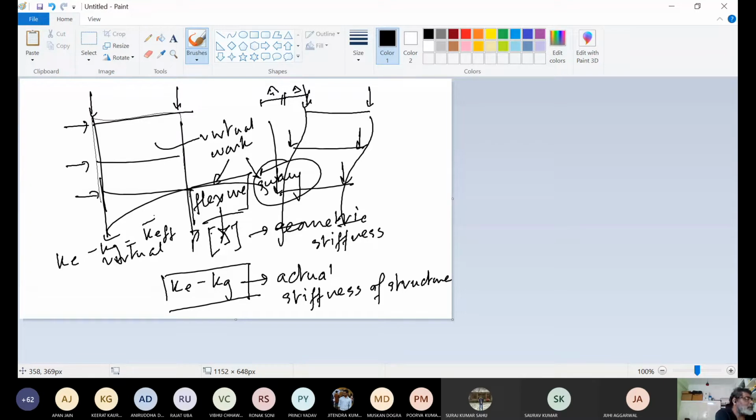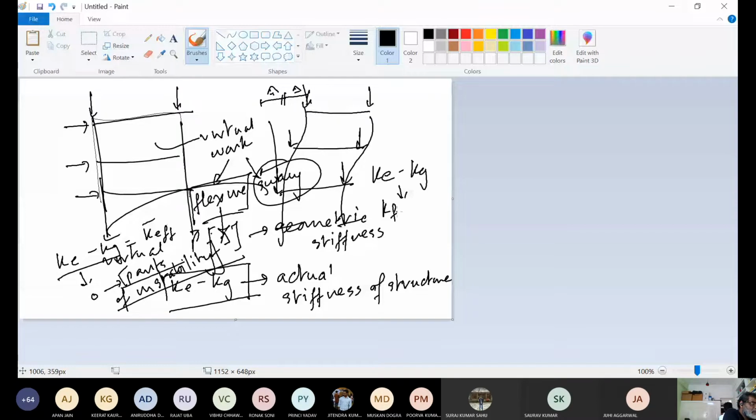Yes, sir. Okay. Now, whenever this Ke minus Kg ends up becoming 0, you will get points of instability. And why is it a point of instability? Because if there is a 0 stiffness, for a minimum force, you'll get an infinite movement. So these end up becoming your points of instability. And structural instability is whenever your effective stiffness becomes 0.